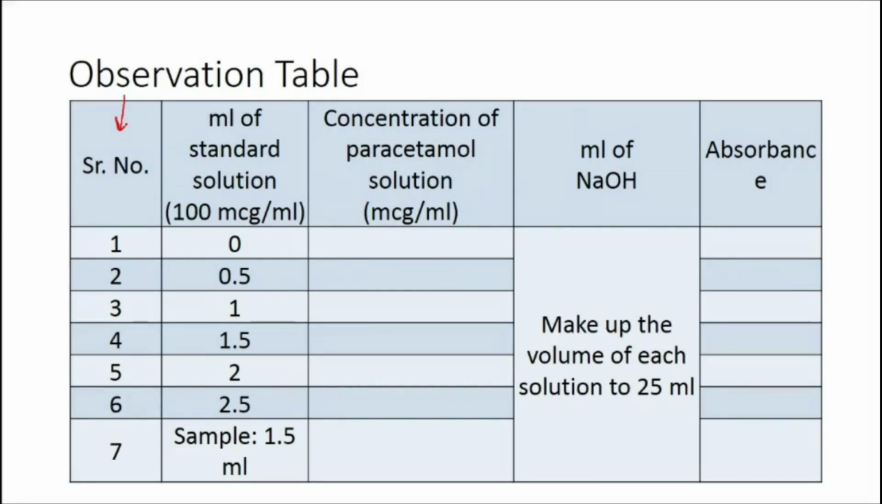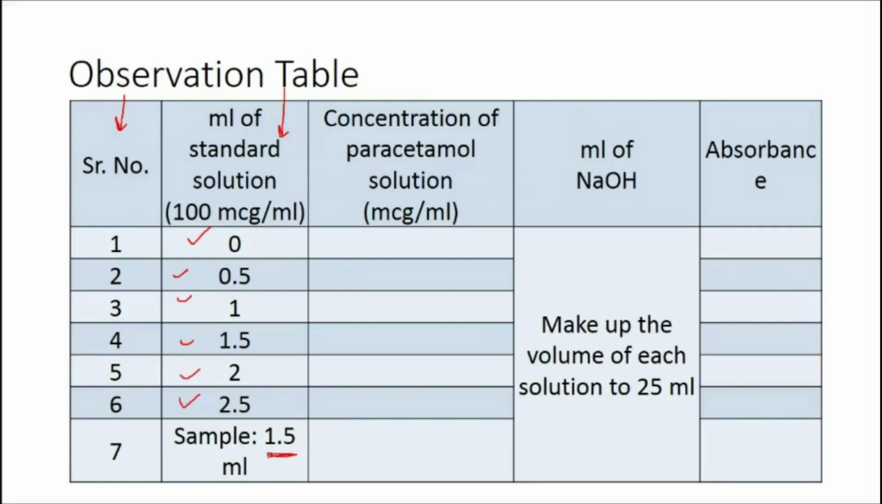First column is serial number. There will be 1 to 7 serial number. Let us see which all solutions you need to prepare. Okay, you must be remembering these 5 solutions. Okay, you have taken 0.5 ml, 1 ml, 1.5 ml, 2 ml, 2.5 ml. Now, you need to prepare a blank also. In blank, there will be no paracetamol. Only NaOH is present.